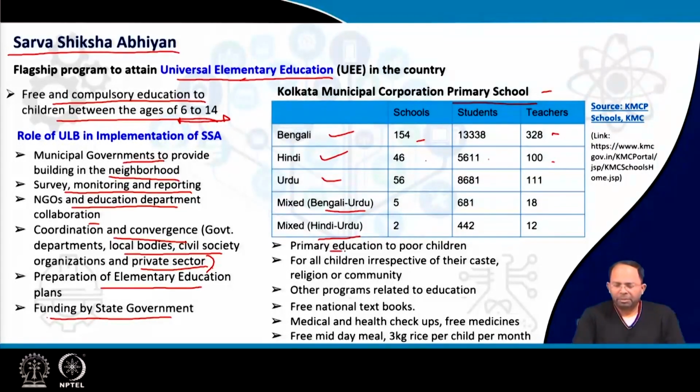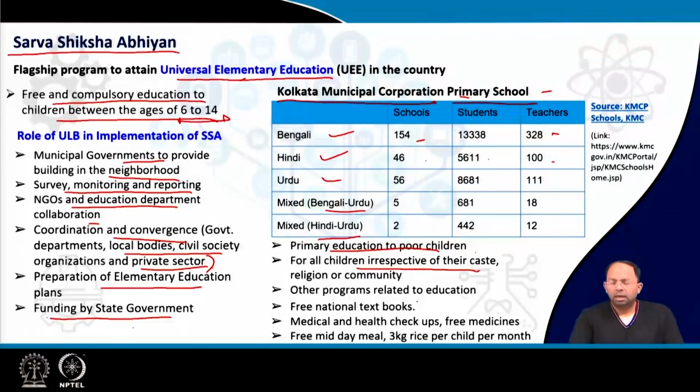And here primary education is provided to the poor children. So, you can say this is a social commitment, and this is undertaken by the ULB. The ULB itself, Kolkata Municipal Corporation, is the ULB which is running these primary schools and funded by the state government. So, all kinds of children can avail these schools irrespective of their caste, religion or community.